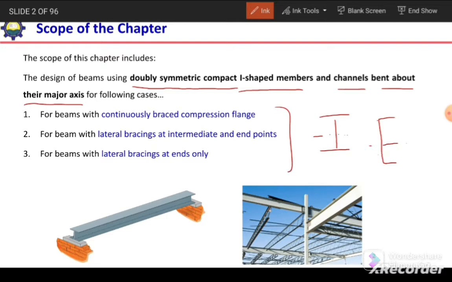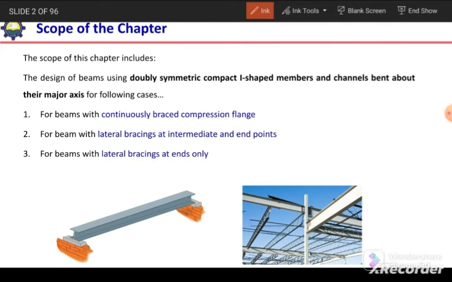The first one is continuously braced compression flanges. If the compression flange of this member is continuously braced. The second option is lateral bracing at intermediate and end points. So we have lateral bracing at this point and at some intermediate points against the lateral torsional buckling. And the third case is the beam with lateral bracing at ends only. So if we have the lateral bracing at the ends only. So we will consider these three cases.